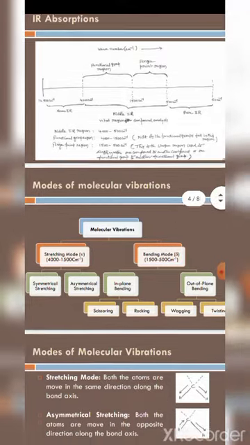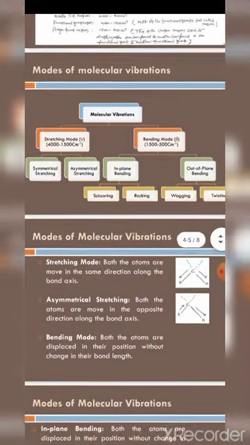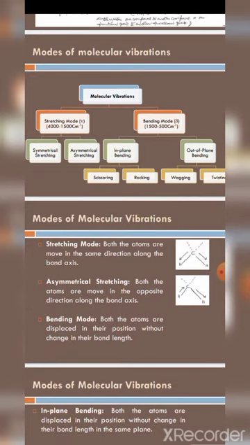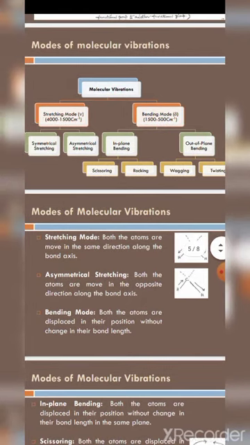Let's go on to discuss the modes of molecular vibrations. These molecular vibrations are subclassified into stretching mode and bending mode. The stretching mode is subclassified into symmetrical stretching and asymmetrical stretching, whereas the bending mode is subclassified into in-plane bending and out-of-plane bending. In-plane bending is again subclassified as scissoring and rocking, whereas out-of-plane bending is subclassified as wagging and twisting. So let's discuss these molecular vibrations very clearly one by one.